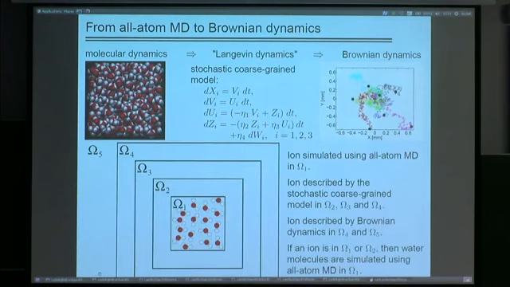And the scheme then looks like a flavor of the previous scheme. So I'm now using 3 models. I divide everything into 5 subdomains. I'm using molecular dynamics here, this stochastic coarse-grained model in omega 3, and Brownian dynamics in omega 5. And I have 2 overlap regions which are necessary either to prepare molecular dynamics for ions entering, or to solve the problem that this is simulated with a much smaller time step than Brownian dynamics.